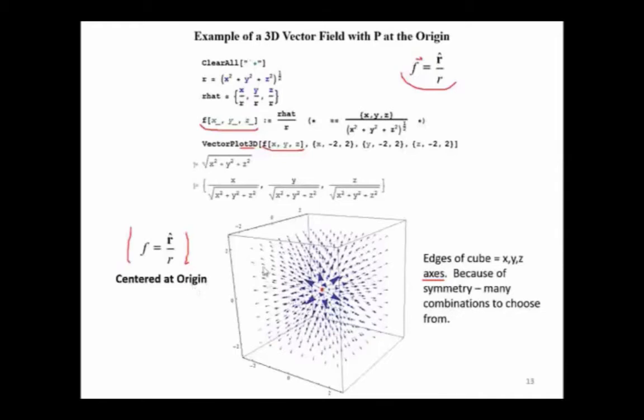Looking at this then, we have vectors everywhere. They have a function of position, in this case only on the distance from the origin. That's what we mean by an example of a vector field.